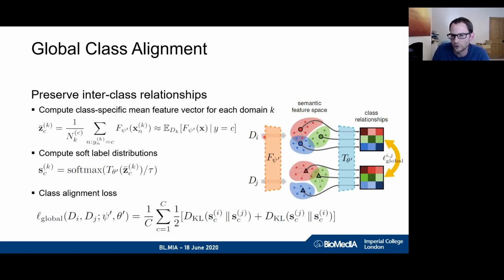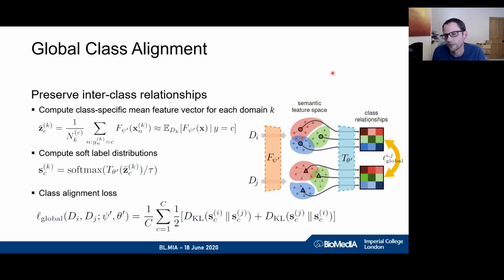So basically you stay within a domain on both of the two sides here. This domain gives you features, this domain gives you features. And then you compute the interclass relationships after you pass it through the task network. So you get kind of affinity matrices between the classes. And you say that those affinity matrices should be similar between the two domains.